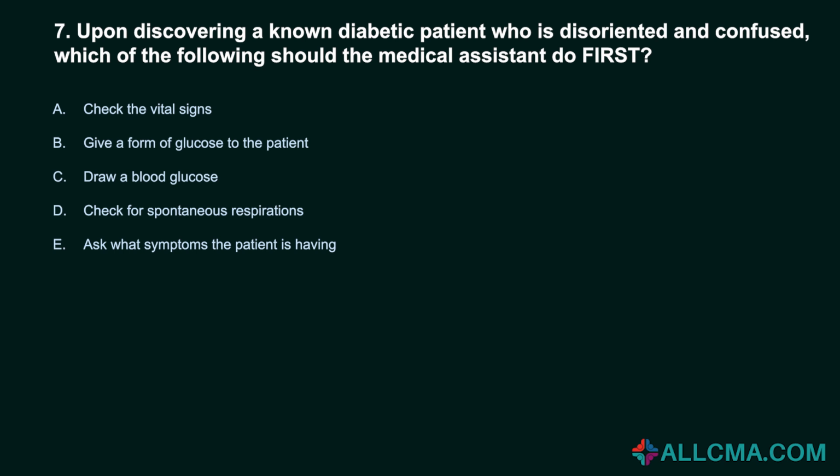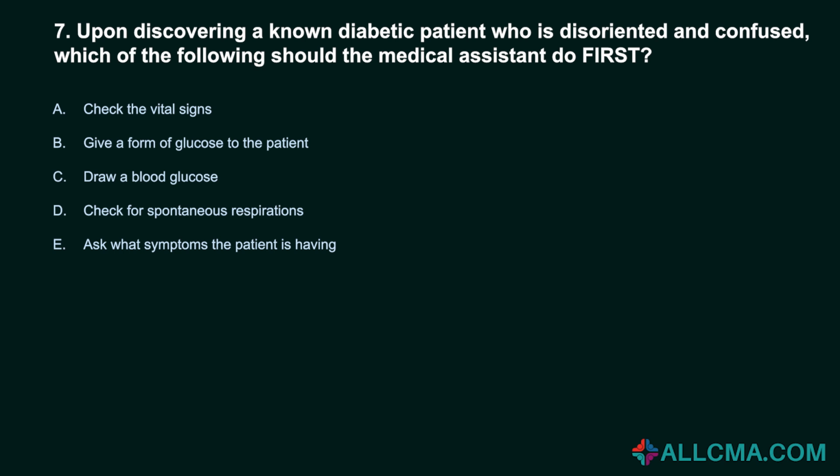7. Upon discovering a known diabetic patient who is disoriented and confused, which of the following should the medical assistant do first? A. Check the vital signs. B. Give a form of glucose to the patient.